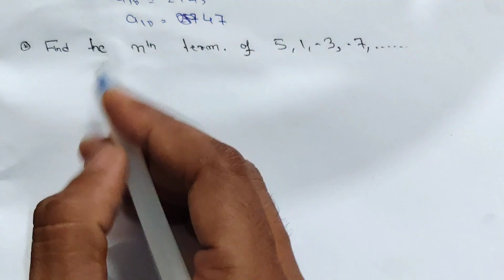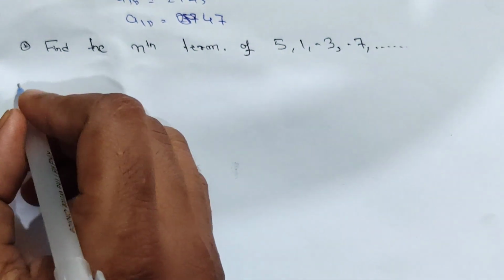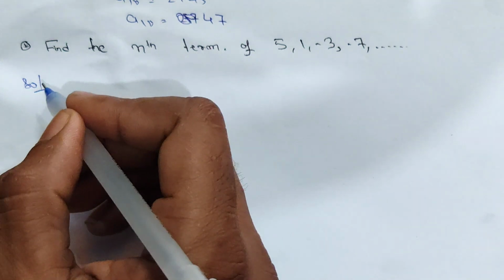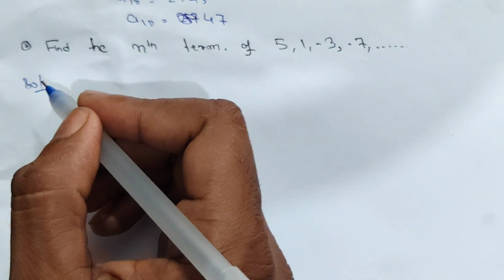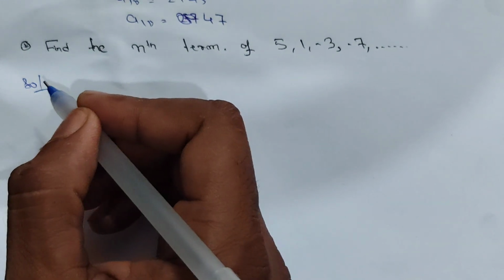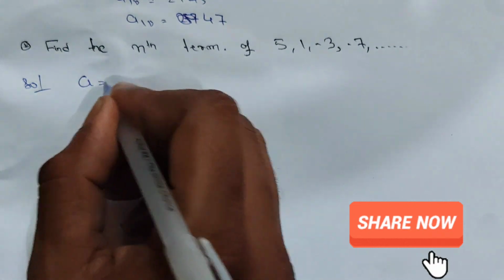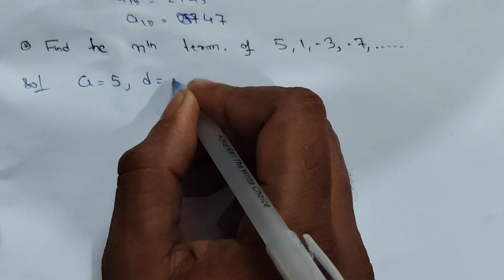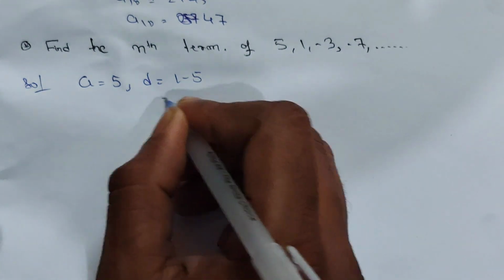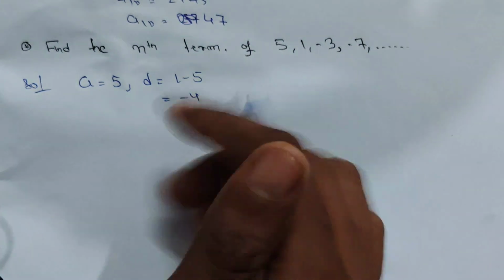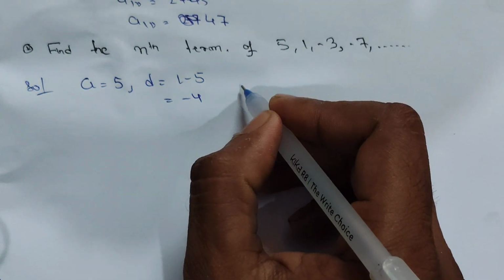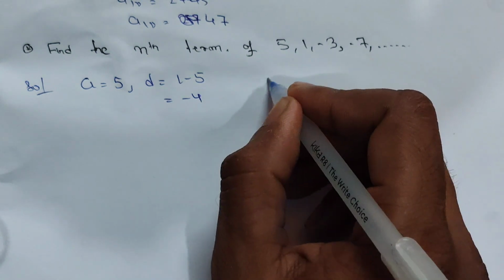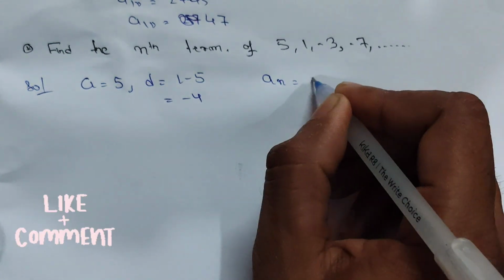Okay, so let us do the sum. So the question is like this. Solution. First we'll write down all the values being given. So a equals 5, where d equals 1 minus 5, so it will be minus 4. Now what else do we have? Nothing. So let us use the formula and get the answer.